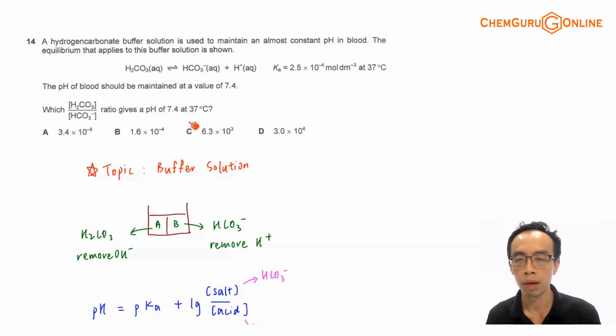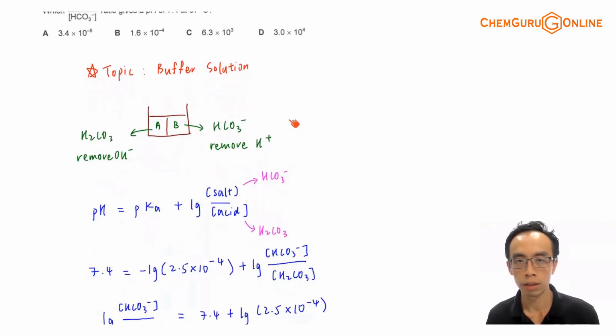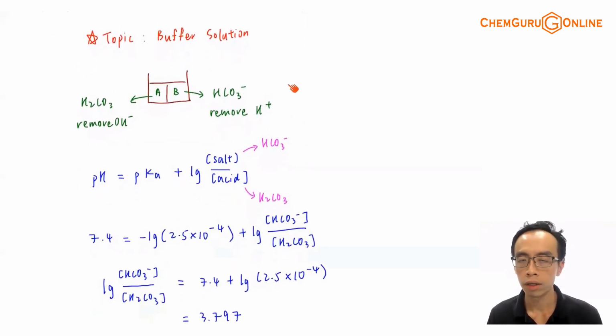Now, obviously, this is a buffer solution. So the topic tested will be involving buffer solution under equilibria. A buffer is a solution that can maintain pH when you're adding small amounts of H plus or small amounts of OH minus. So usually what I like to do is use this diagram to help us visualize what a buffer is.